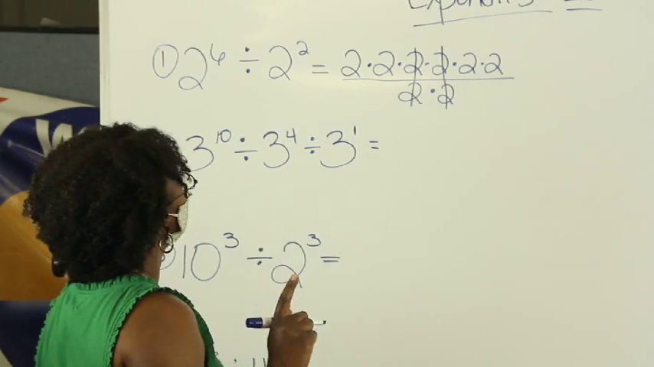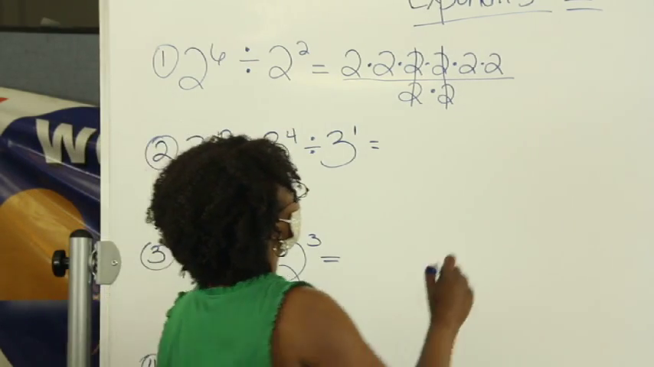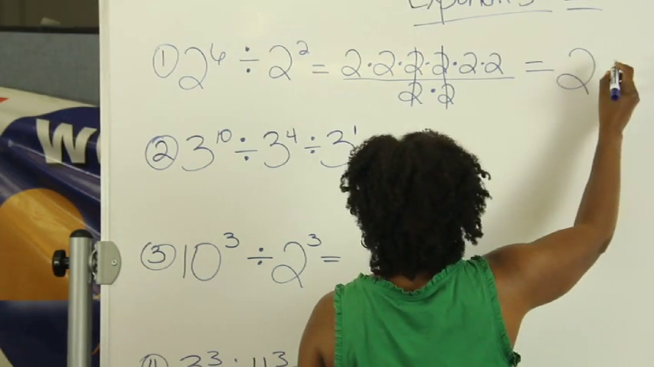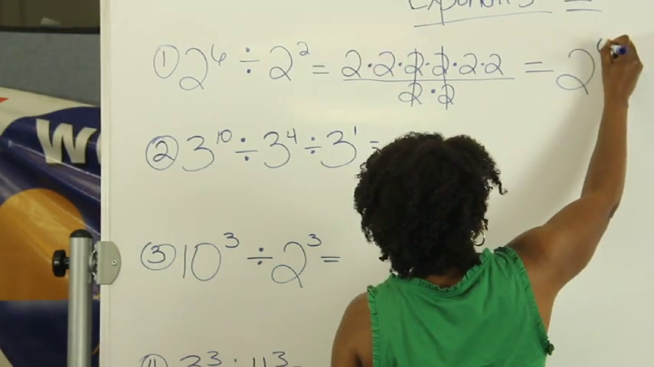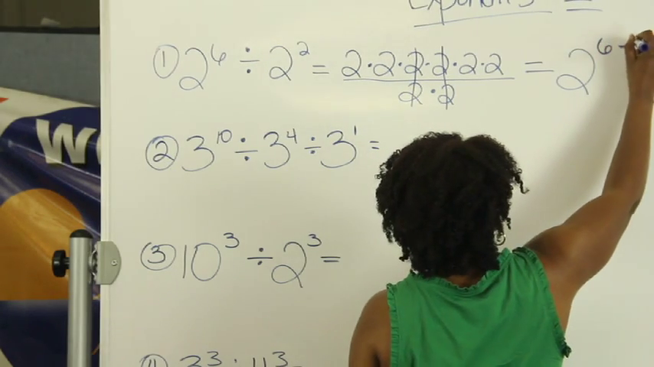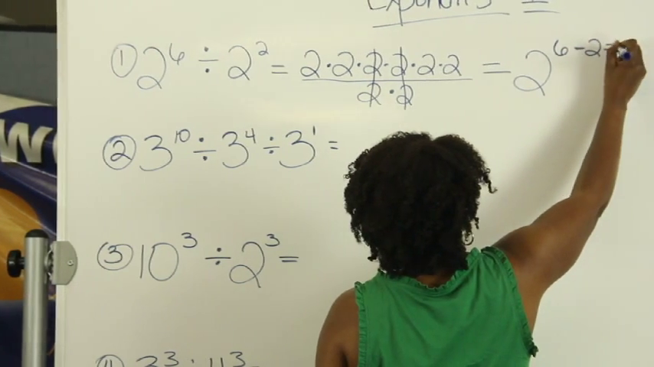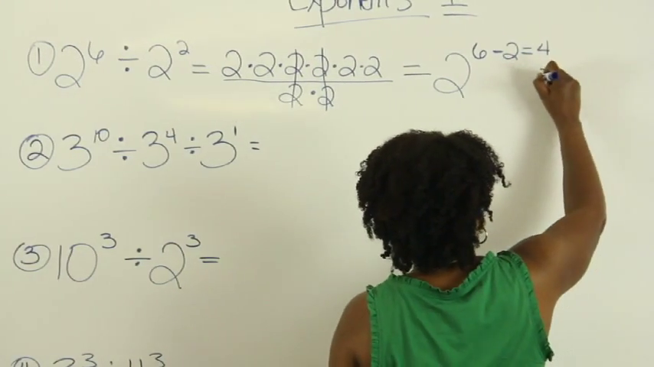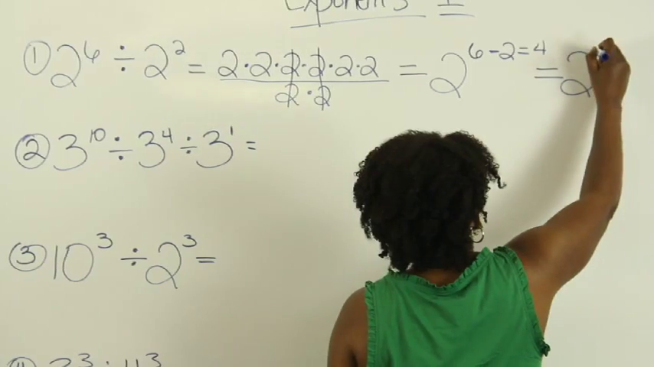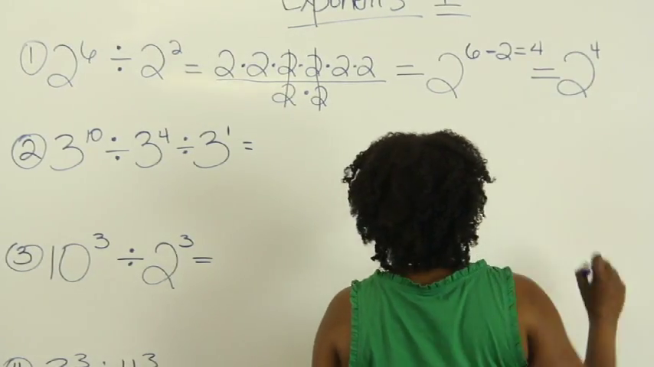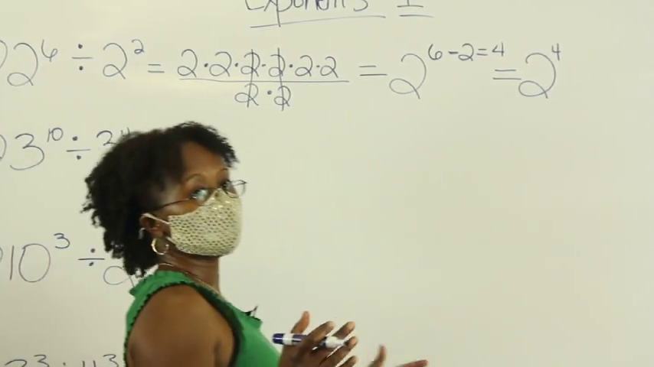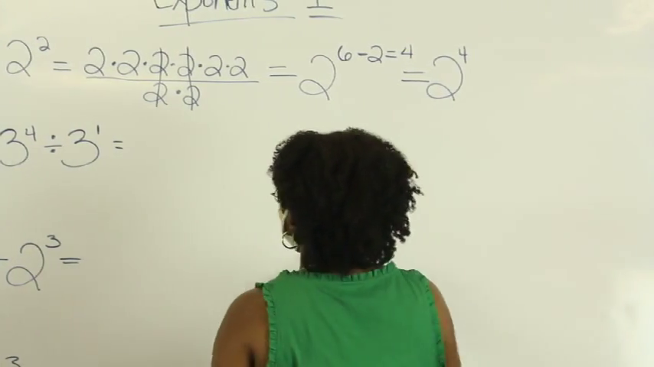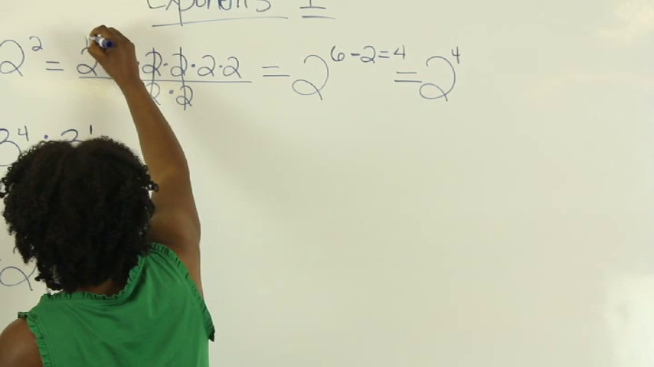That's one way to do it. But I encourage you to try to do it the shortest way, which is just going 2 and putting the exponent 6 minus 2, which equals 4. Okay? And so we'll write it again just so that we'll have it the right way. And then, if you want to do it the long way, you can do 2 times 2 times 2 times 2.